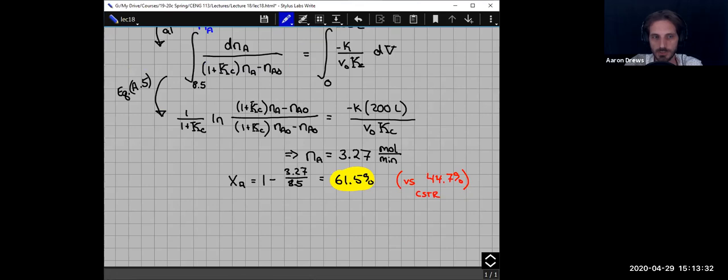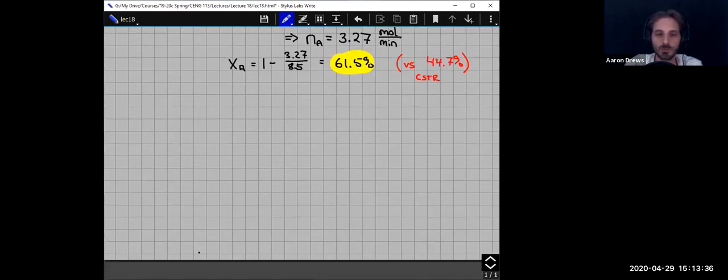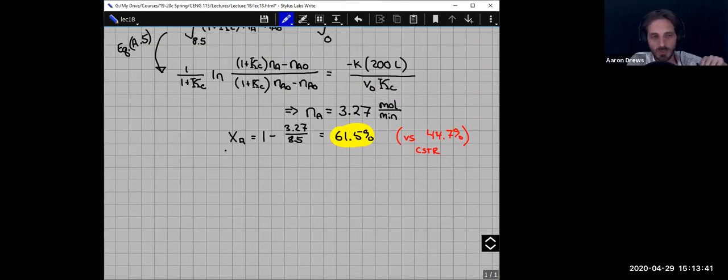There was a question in chat, would a PFR also mix it like a CSTR? No, in a PFR, there's no mixing, right? Think tube. When you hear PFR or plug flow reactor, think empty pipe. All that's happening is you're just flowing stuff down a pipe, because that's all a plug flow reactor is. There's no magnetic stirrer, no propeller, impeller, anything like that sitting inside of there, mixing anything up. It's just an empty pipe through which stuff happens to be flowing.